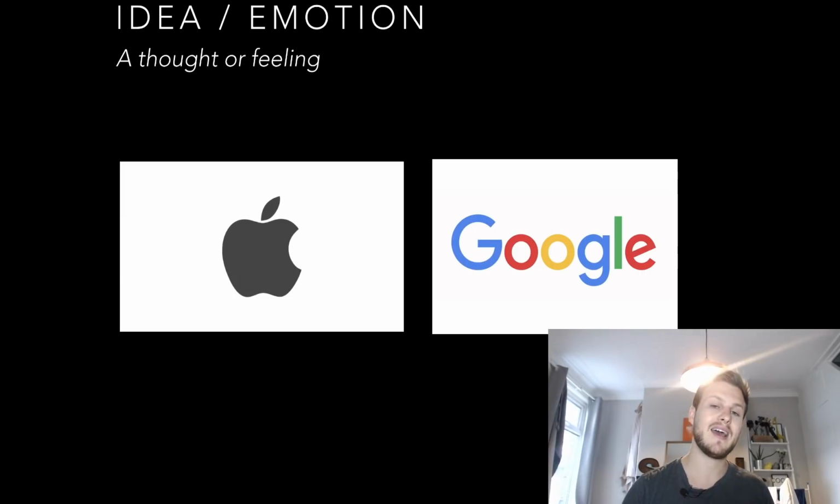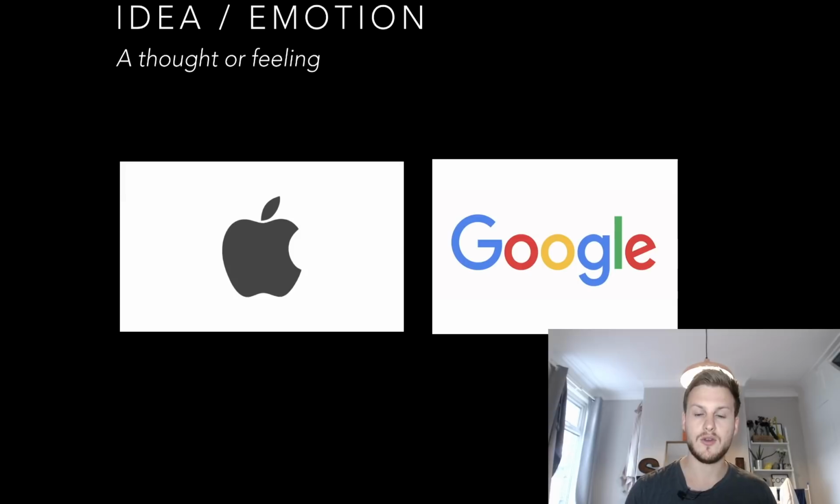You then have idea/emotion, so a thought or a feeling. So Apple, when you think of Apple, obviously they don't sell apples, they don't sell fruit and veg, but when you think of Apple, you think simplistic design, ease of use, that sort of stuff. So the idea is they want simplicity. That's the idea that they're trying to get across: easy to use products.